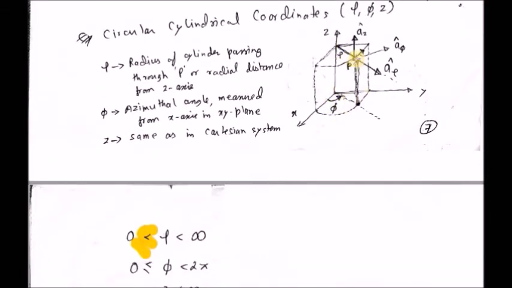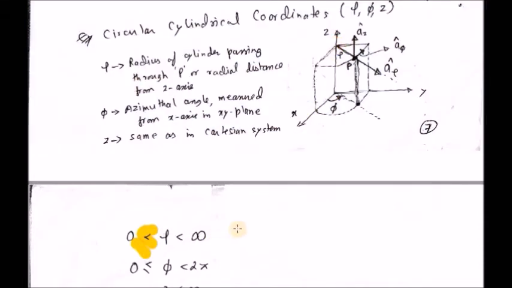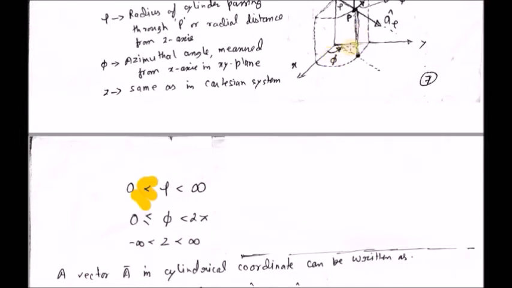Rho is actually what? Rho is radial distance, and radius cannot be negative. So this rho varies from 0 to infinity. This rho can be 0. Actually here I made some mistake, so I rectify it. So this rho can be 0, but it cannot be infinity. So rho is from 0 to infinity. At 0 means this is origin, that is on this Z axis only. Then phi can vary from 0 to pi. See, here to here I can move this phi.